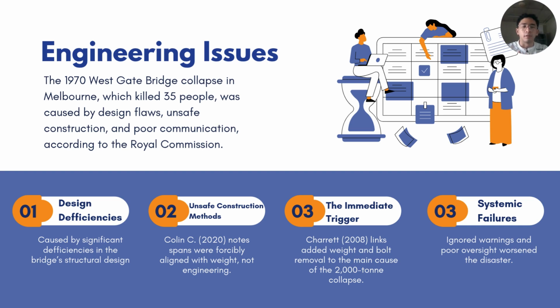Hello everyone, my name is Noor, and I will be talking about the engineering issues that caused the 1970 Westgate Bridge collapse. The first one was design deficiencies, followed by unsafe construction methods, the immediate trigger, and last but not least, systemic and organizational failures.